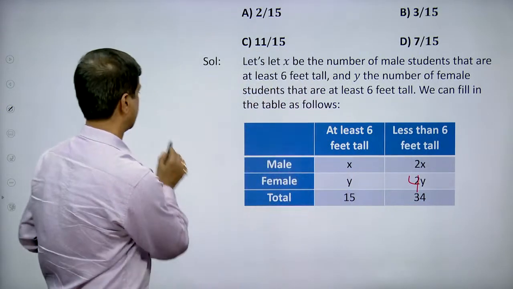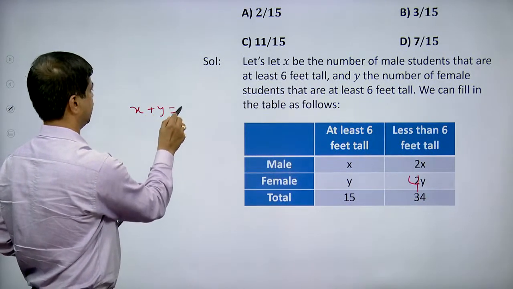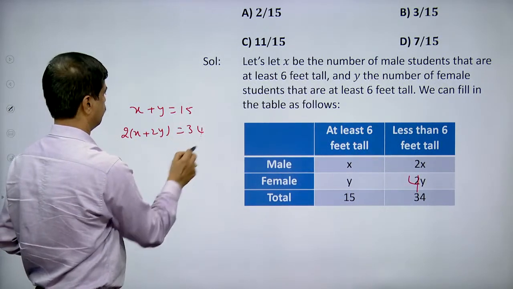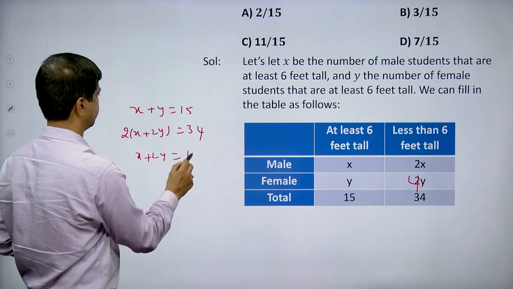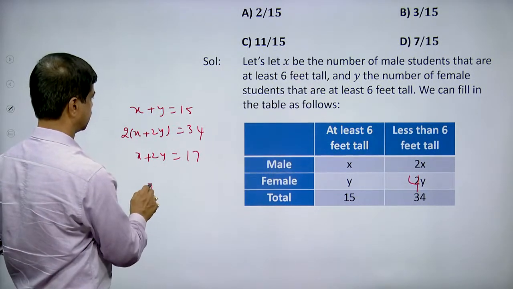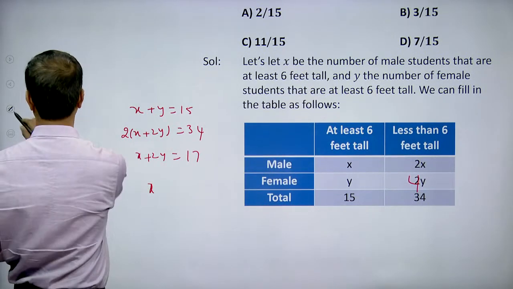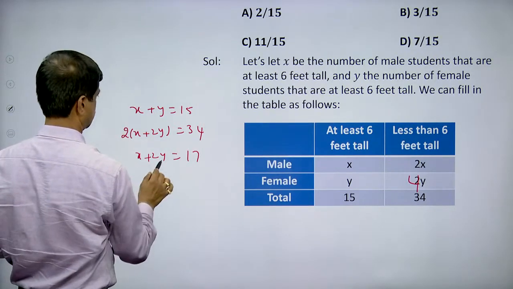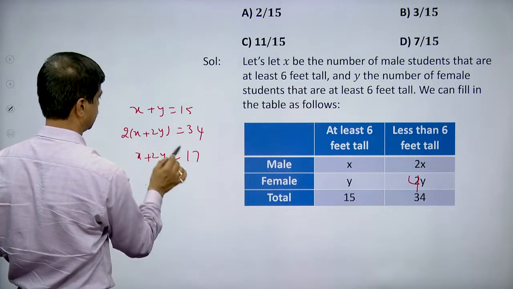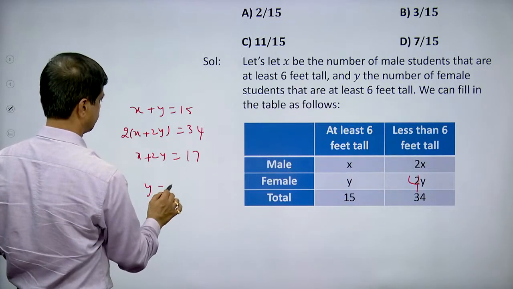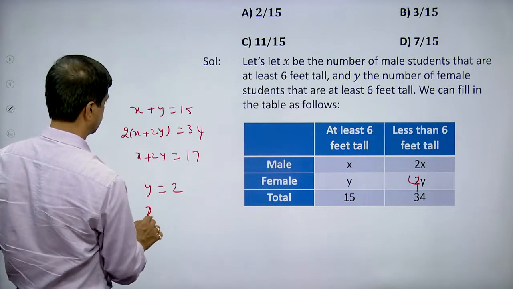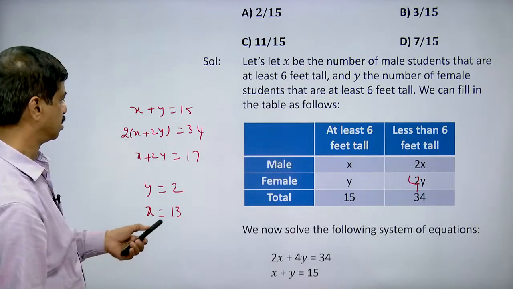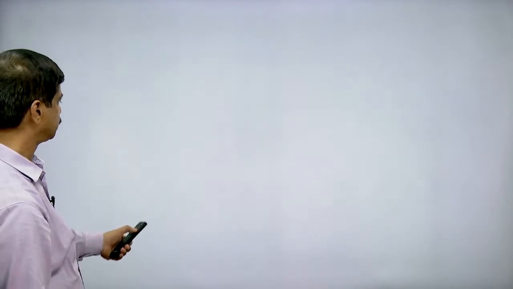Right, children? So x plus y is 15. 2 into x plus 2y equal to 34. So x plus 2y equal to 17. So if you take this, x plus 2y is this one. So this minus this, if you take 2y minus y is y, that is 17 minus 15 is 2. So y is 2, and x is 15 minus 2, 13. Right, children? So this is what we need to work on.